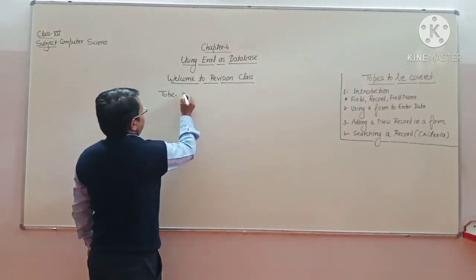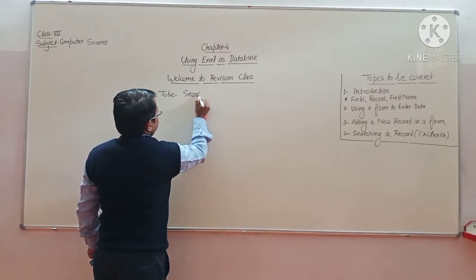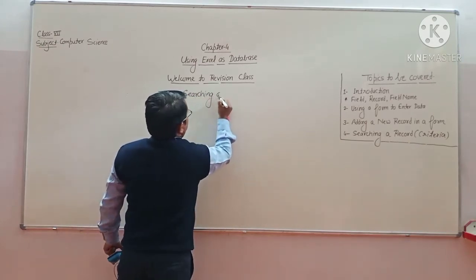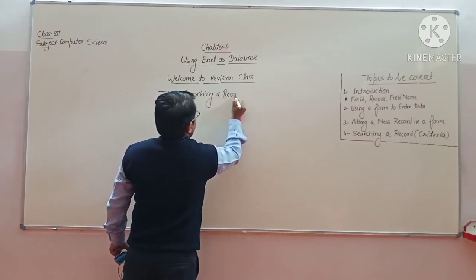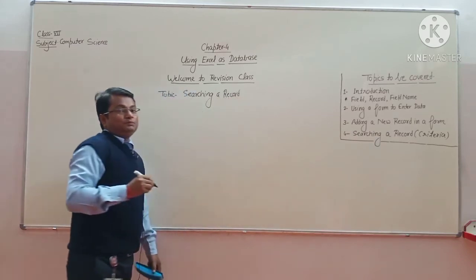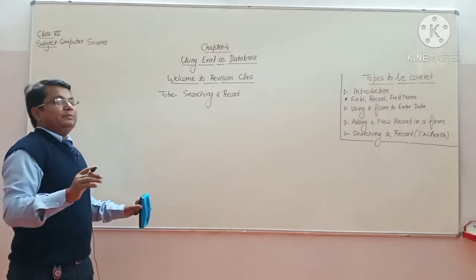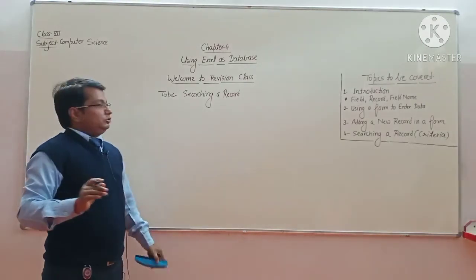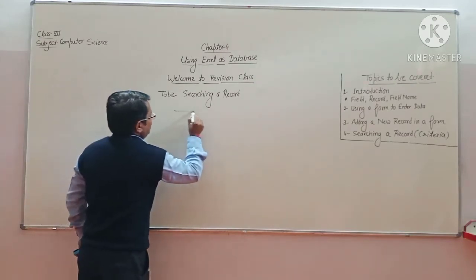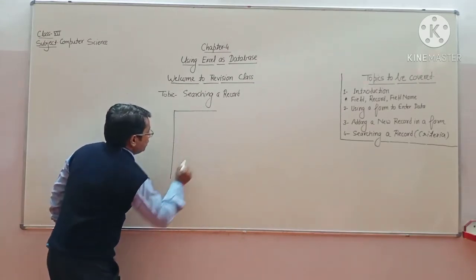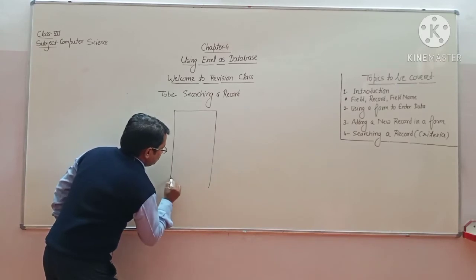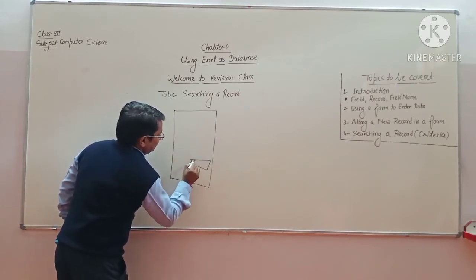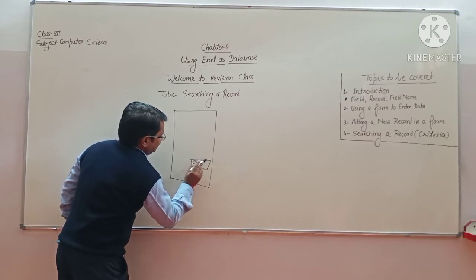So the next topic is searching a record. This is the last topic of this video, and after this the video will end, right? So searching a record. First of all, for giving the explanation, let's have one window here. Suppose this is the window. In this window, one button is there. The name of this button is Criteria.